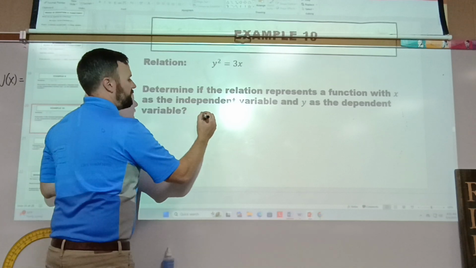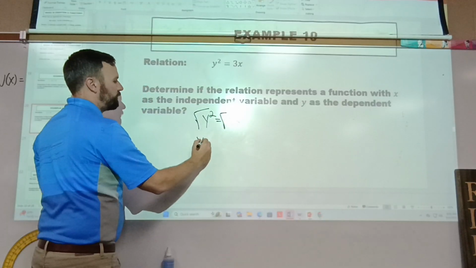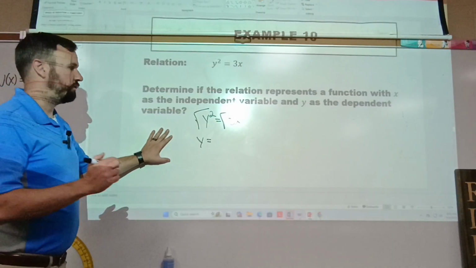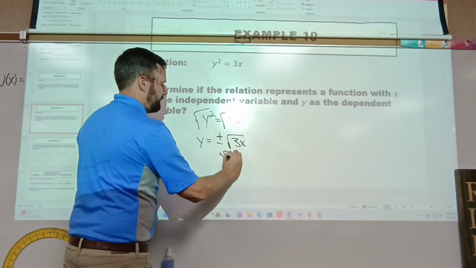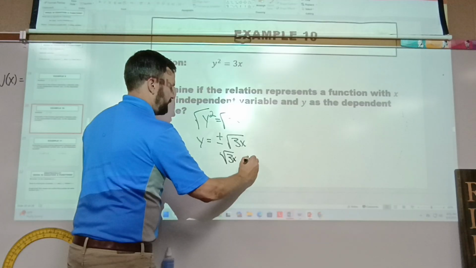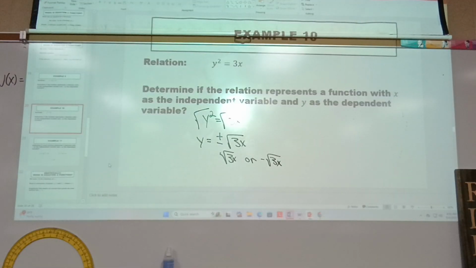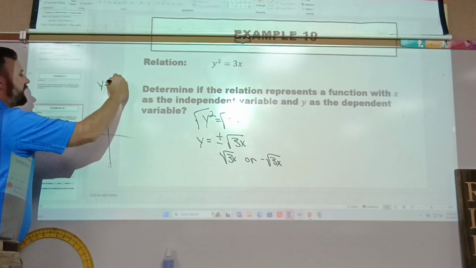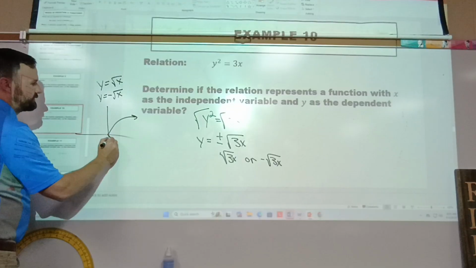So on this one, how do I get y by itself? I square root it. As soon as I square root it, how many answers do I have when I square root to solve? 2. So I have plus and minus root 3x. So technically, you have 2 answers. So can I get this written as y equals one thing? No, so that's not a function. And that's also why the graph of y equals square root of x looks like this, right? The graph of y equals negative square root of x looks like that.